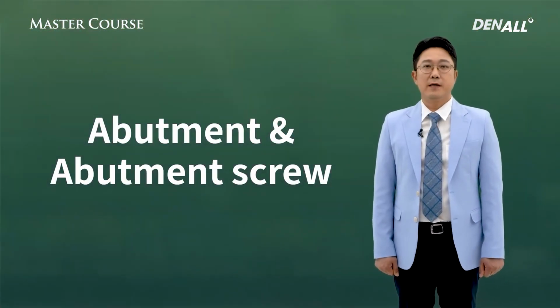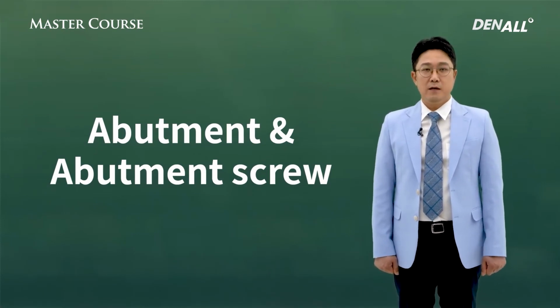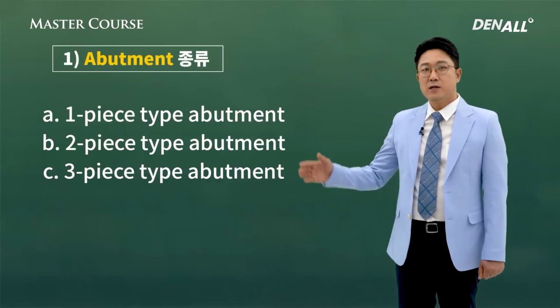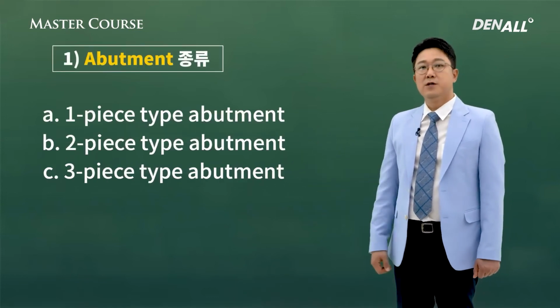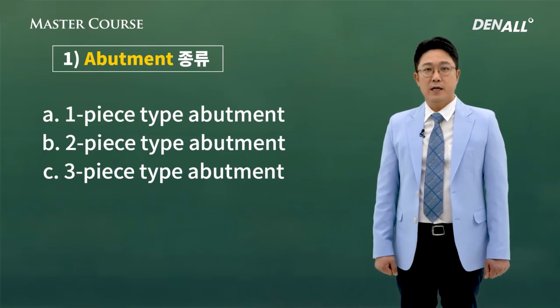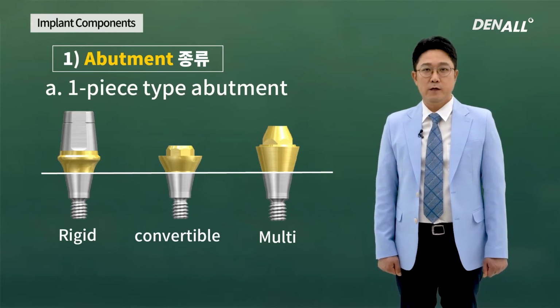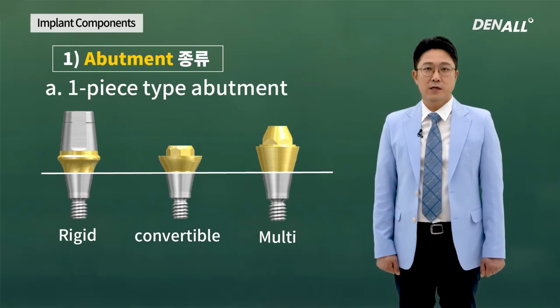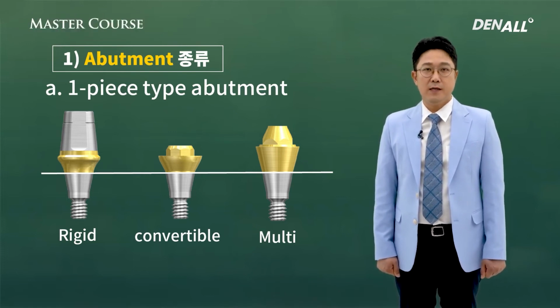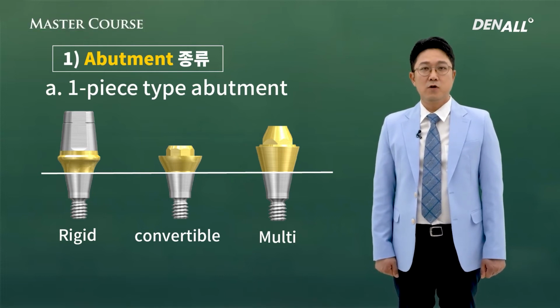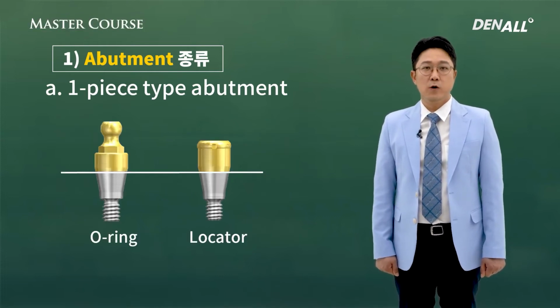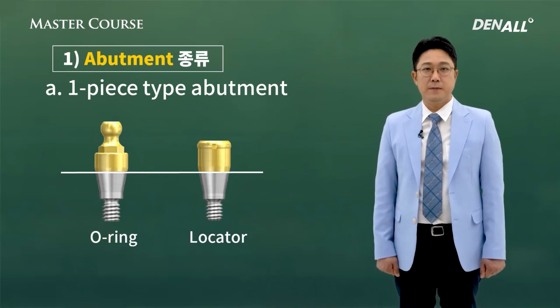Next, I'm going to talk about abutment and abutment screw that is connected to the superstructure. Abutment can be divided into 3 types. First, there's one piece abutment where abutment and screw is one piece, and there's rigid type where crown can be fabricated on top, and convertible and multi-type where different superstructure prosthesis can be connected. And there's O-ring and locator abutment for denture support.